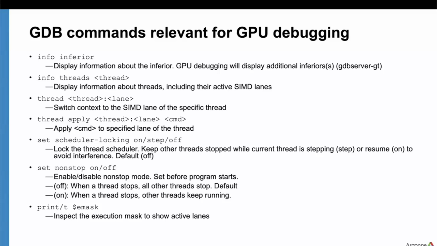And set schedule-locking on, step, or off. This is important because even in a single process, your GPU runs multiple GPU threads, right? So if you set a breakpoint and then step, you may expect that thread to move on to the next step, but that doesn't happen because the other GPU threads are also going on. So instead of stepping forward, you may just see another GPU thread kicking in and hitting the breakpoint, and you don't see any moving forward, right?